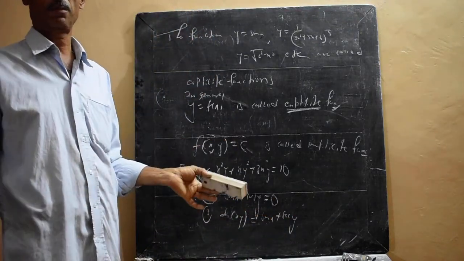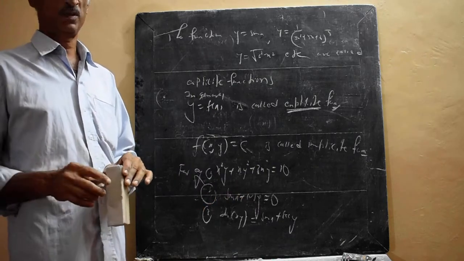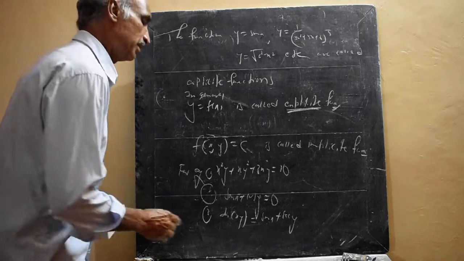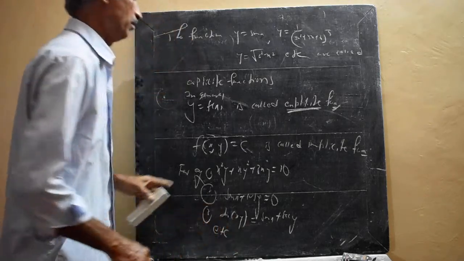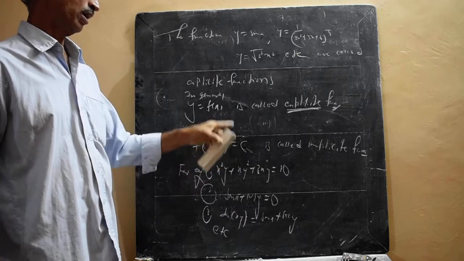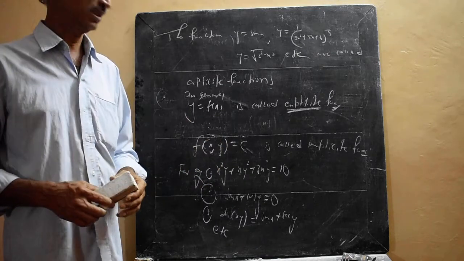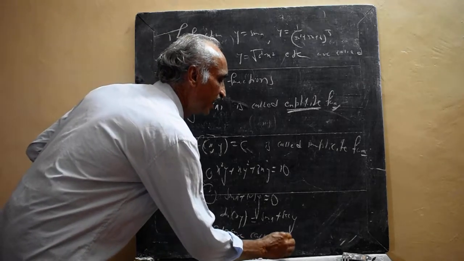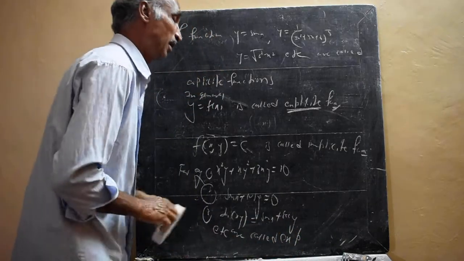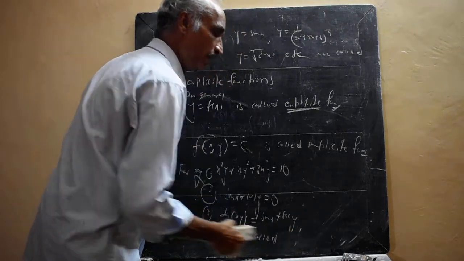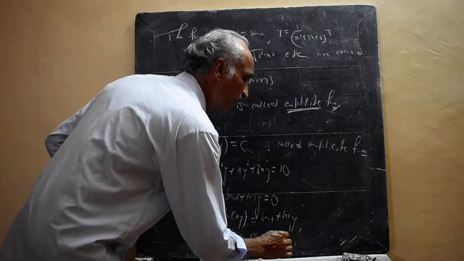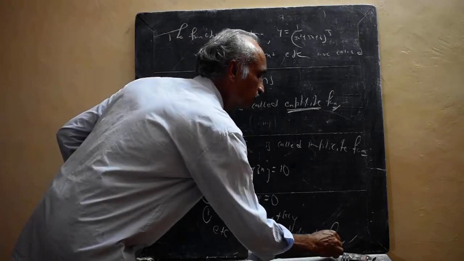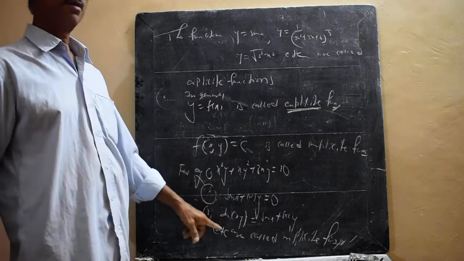X is not expressed separately in terms of y, or y is not expressed separately in terms of x. X and y are in mixed form, and such functions are called implicit functions, that is f of x y equals to c. When x and y are in the mixed form, not expressed separately, they are called implicit functions.